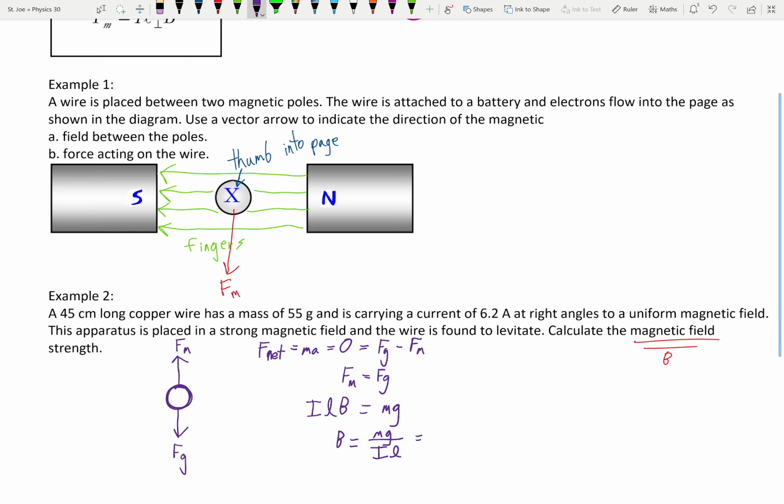Okay, and then you can basically just simply solve it. So let's go ahead and try that out. All right, and if you plug all that stuff in, you get a result of 0.193387 Teslas, which we've got 2 sig digs, so 0.19 Teslas.